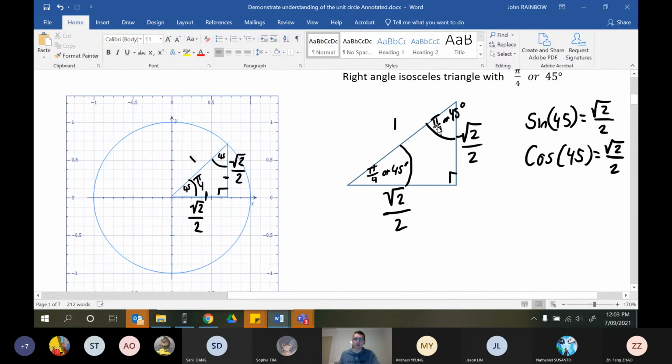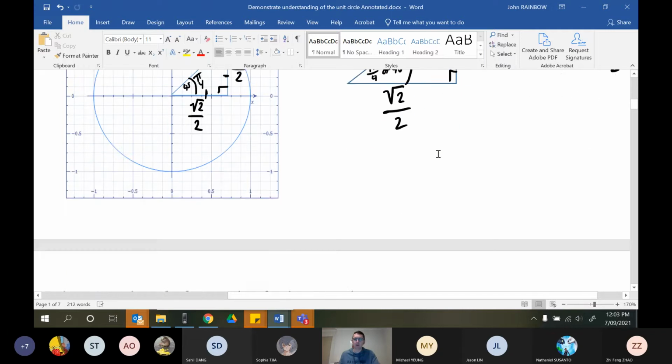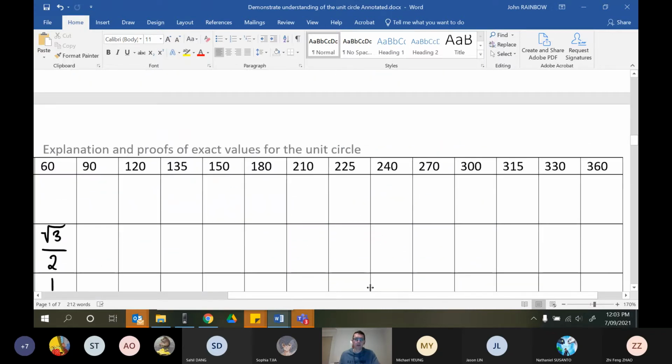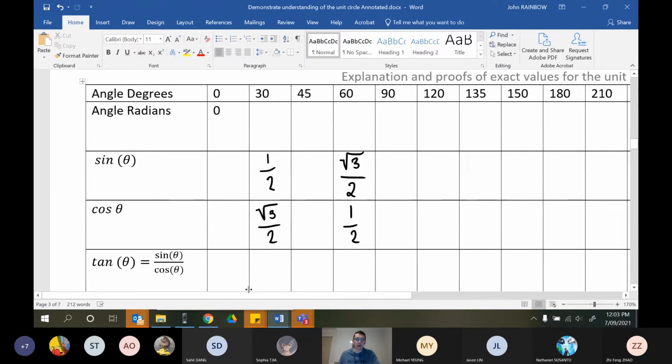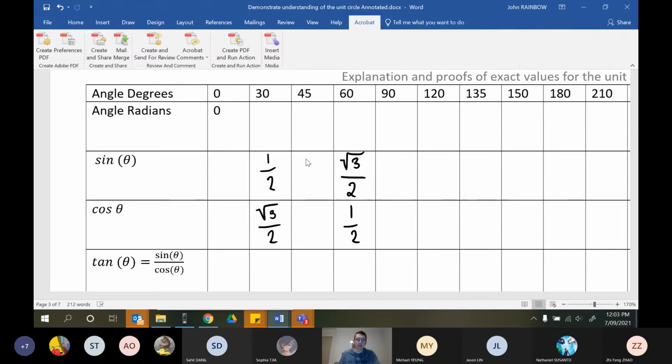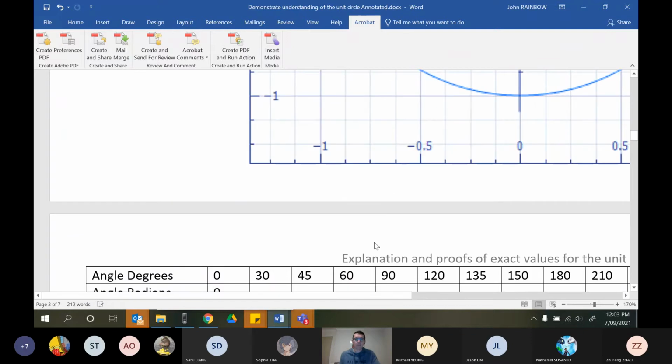Down here, cos 45, sine 45, it doesn't matter, so you can see why it's the same value, and that's root 2 on 2. So they're all the exact values. When we come down here and we have sine 45, I think of that triangle, and sine 45 is root 2 on 2, and cos 45 is root 2 on 2. Now, that's it.